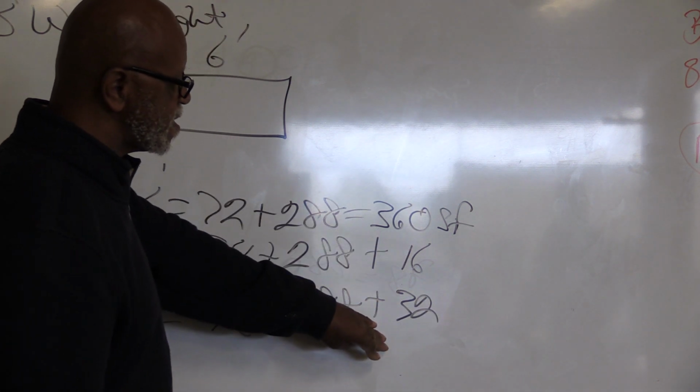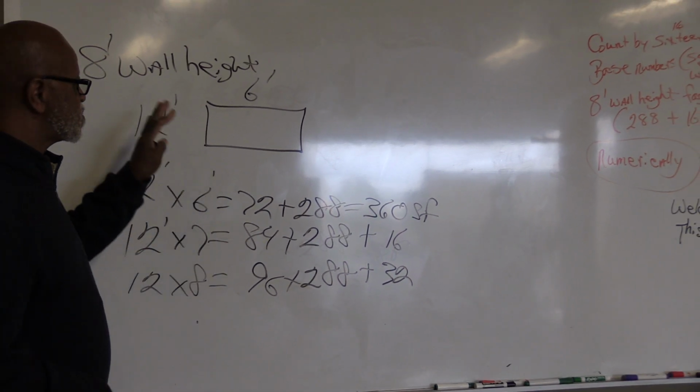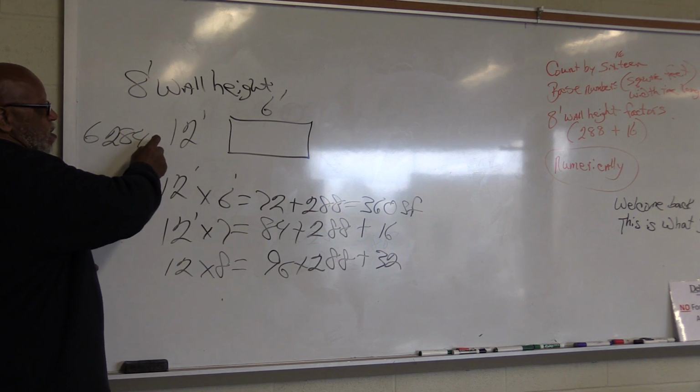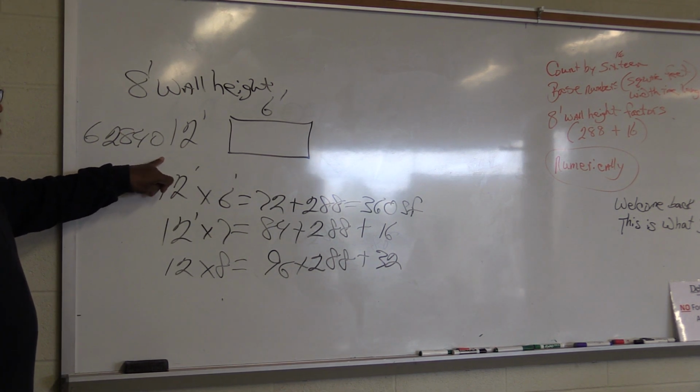So this number increases, which is why I gave you in the beginning how to count by 16s, which we're going to look at again, which is 6, 2, 8, 4, and 0. So that would be 16, 32, 48, 64, 80.